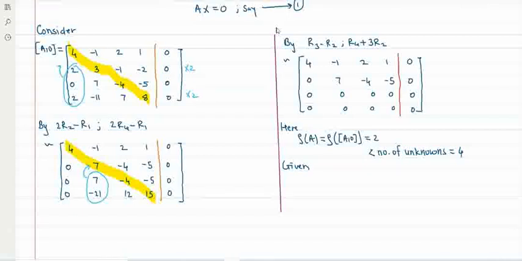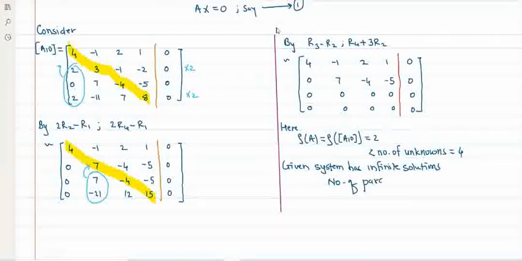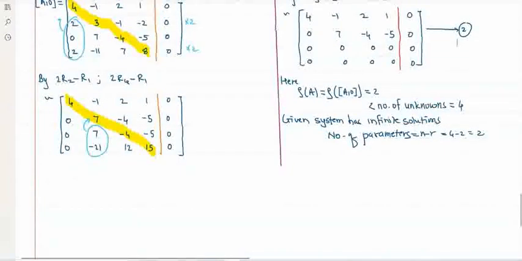Given system has infinite solutions. Number of parameters? It is n minus r parameters, that is 4 minus 2, that is 2. Suppose this equation is number 2. From equation 2, I will write the corresponding equivalent equations and the parameters.